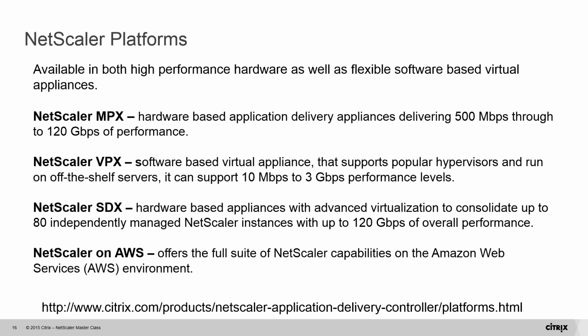So for example, if I'm only going to be using 3 gigabits today, but at a peak holiday period that load could triple, then I need to move my attentions, say, from a VPX environment to an SDX or an MPX that can provide me that growth potential.